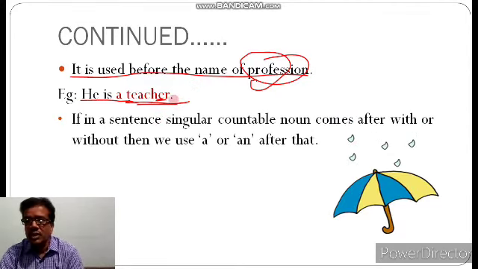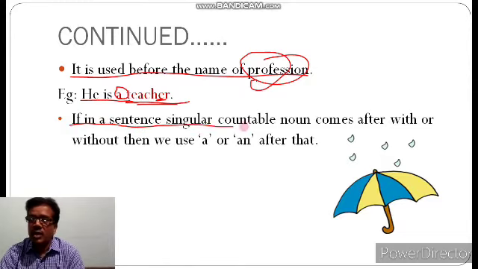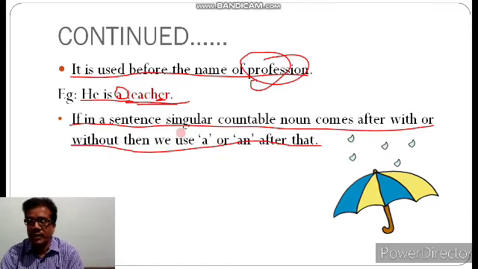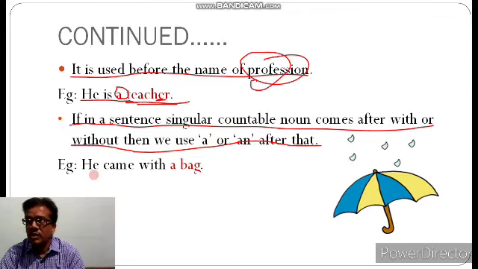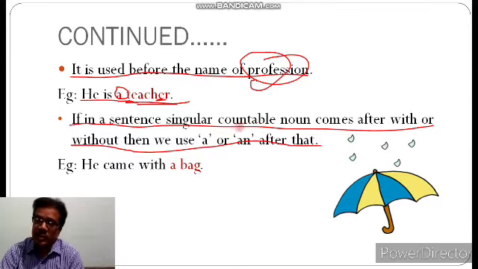Next point: if in a sentence a singular countable noun comes after with or without, then we use a or an after that. That means if in a sentence a singular countable noun comes after with or without, then we will use a or an only after with and without.